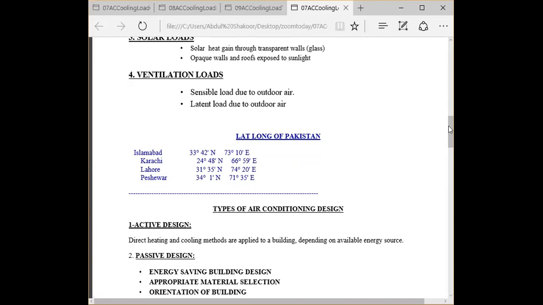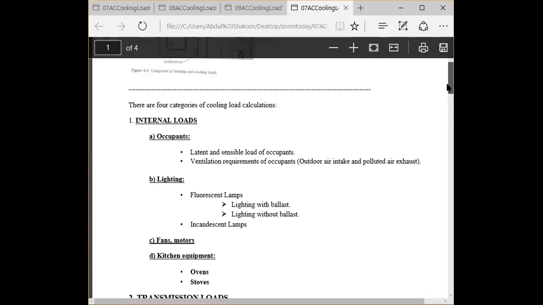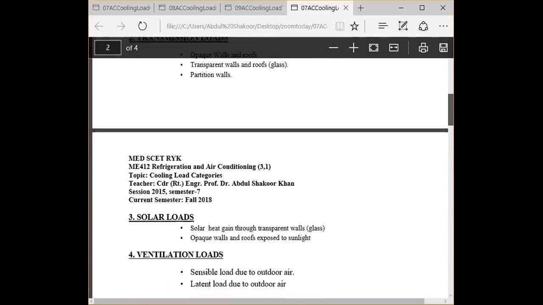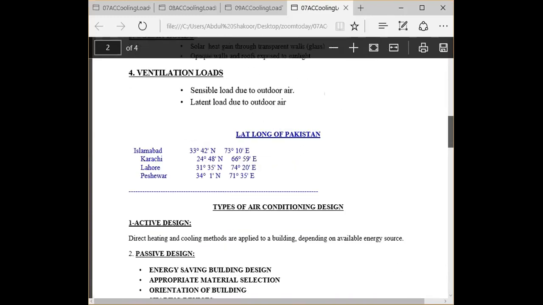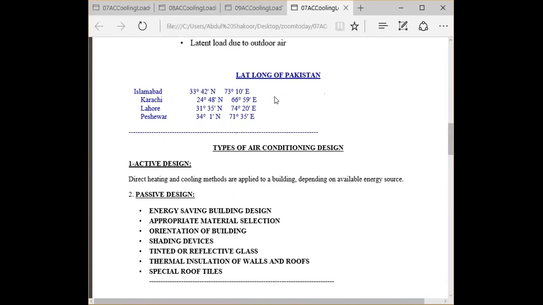So far as solar loads, category 3, are concerned, we need information about the location. It depends on the location, on the month and date, and on the time of the day. How to calculate this, you will see later when we calculate examples. Now, you should know the location. Location is defined.